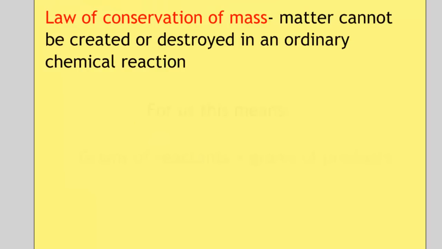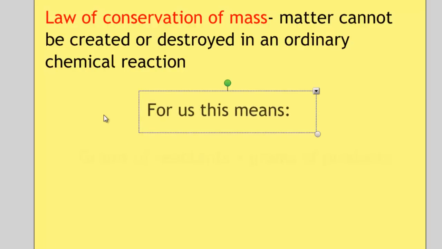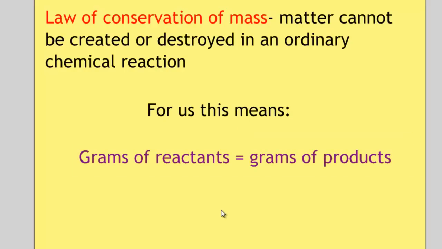Now, our central idea behind really any chemical reaction, even when we're talking about nuclear reactions, is the law of conservation of mass, which says that matter cannot be created or destroyed in an ordinary chemical reaction. Technically speaking, a nuclear reaction is not really an ordinary chemical reaction. We can have some destruction of matter here, but we're not going to get into that this year. If you take AP Chem or physics, you might get into that. We're going to treat it as though you can't destroy or create matter, and what that means for us is that grams of reactants equals grams of products.